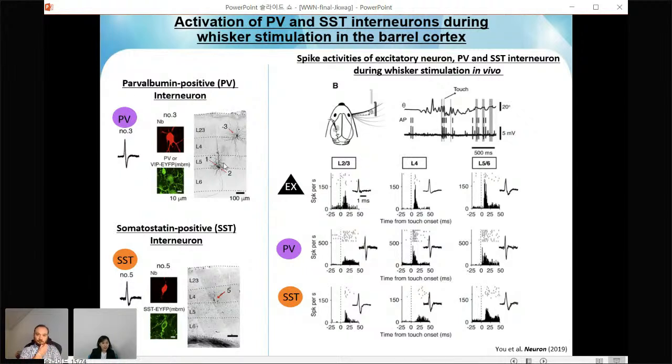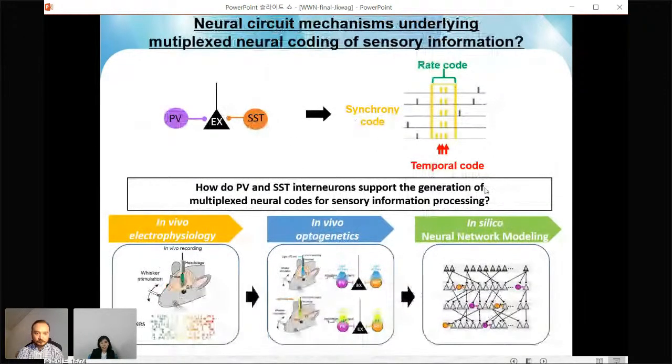So these PV interneurons, in this case in layer 5 or layer 4, and SST interneurons in layer 4, when they recorded these activities during whisker stimulation across different layers, excitatory neurons show very distinctive whisker stimulation evoked increase in firing rates, but PV and SST interneurons across the layers also show increase in firing rate. So this means that upon the sensory stimulation from the whisker, not only excitatory neurons, but PV and SST interneurons are also activated. So what are their functions in generating these phase, rate, and temporal codes within the synchronized activity in the barrel cortex evoked by whisker stimulation?